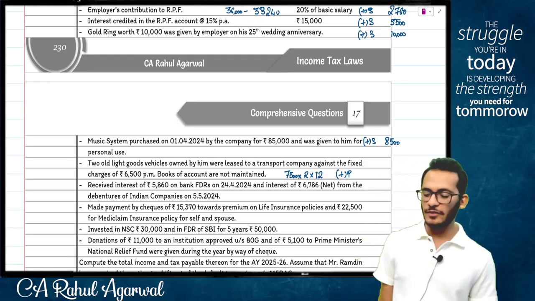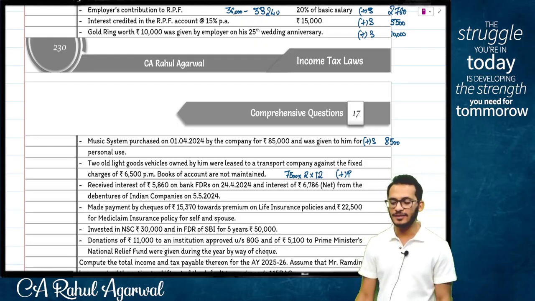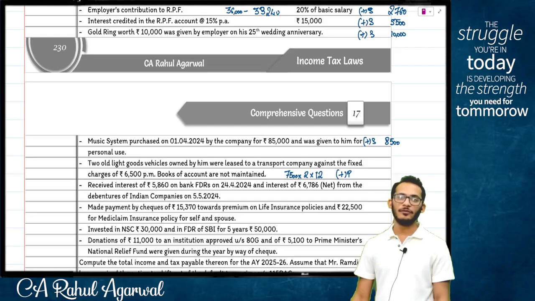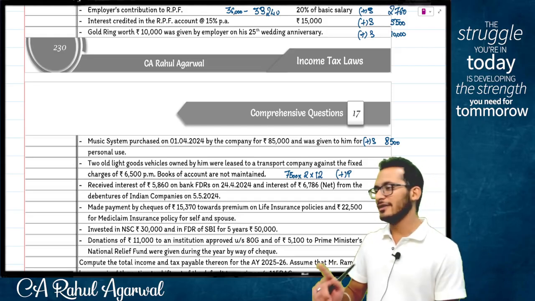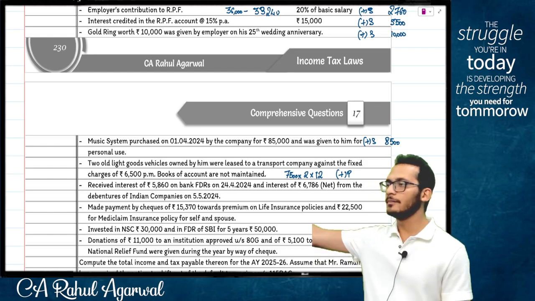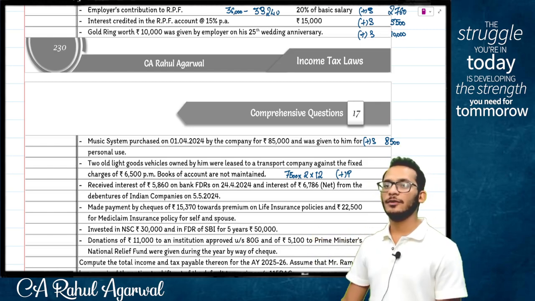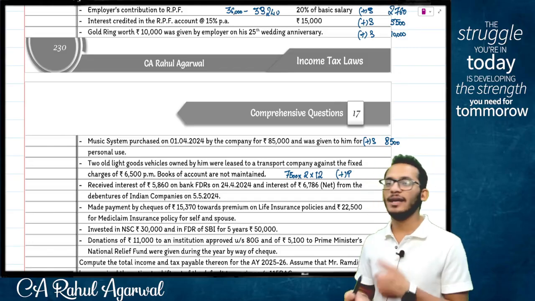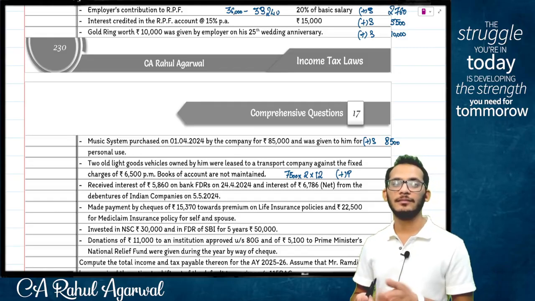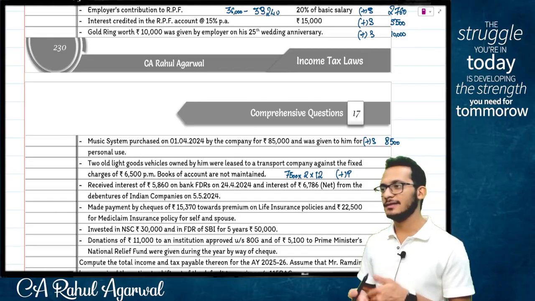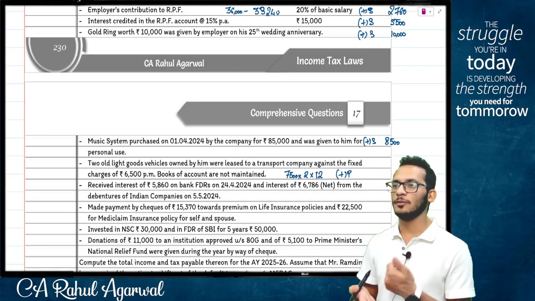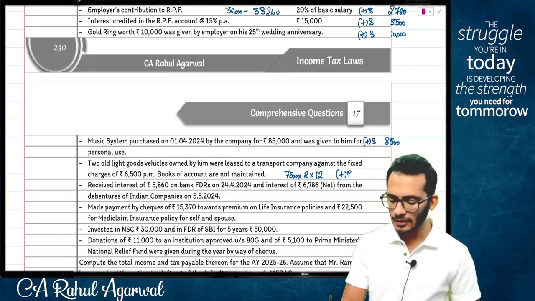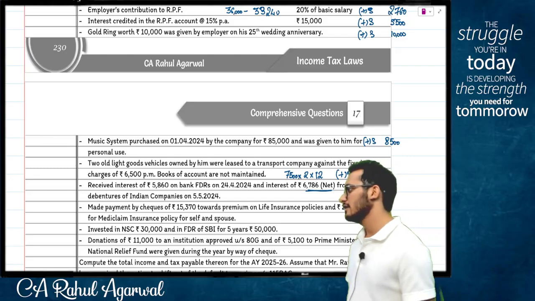I have received interest of 5,860 on FDRs and interest of 6,786 on debentures of an Indian company on 5th May 24. People, I want you to pay attention to one simple thing. It uses the word received. Received means what I have in my hand. And what I have in my hand is always after TDS, because in India everything comes after being cut. Which is why you see the word net here.